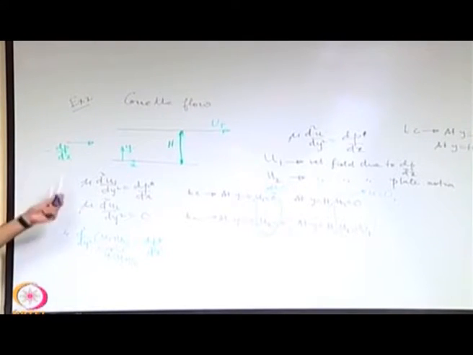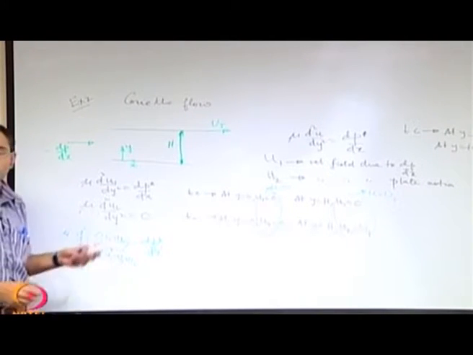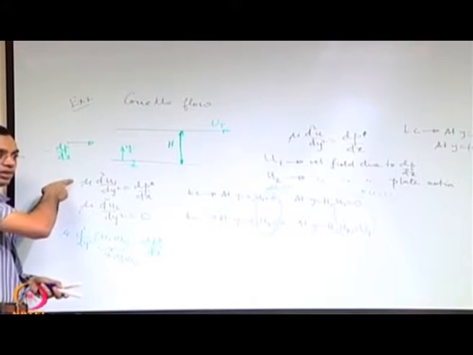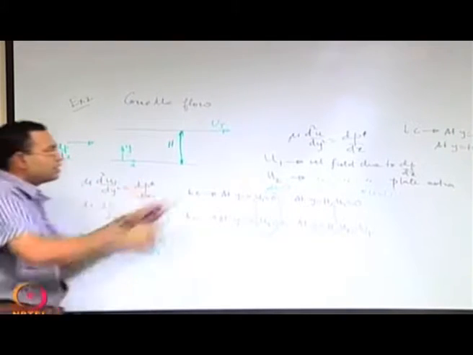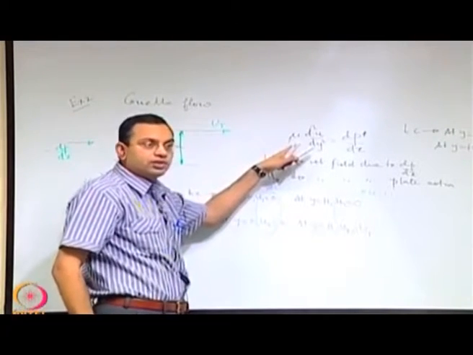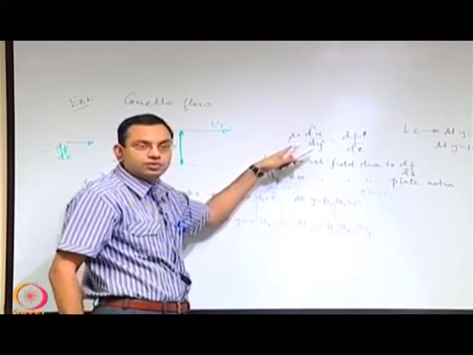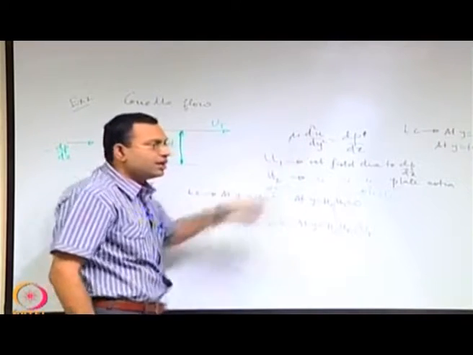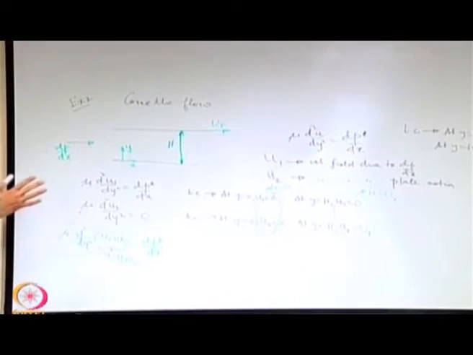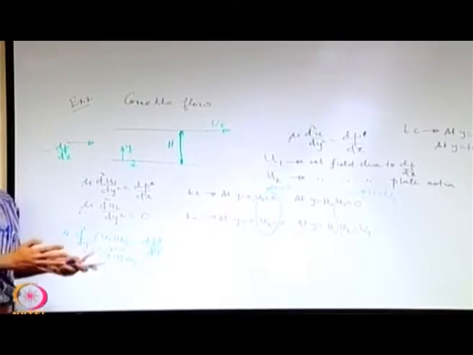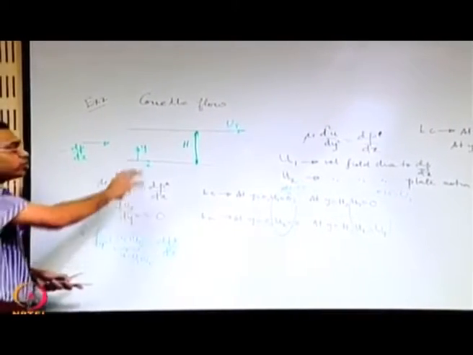Why are we able to do it so easily? Because of the linearity of the governing differential equation. Since this is a linear differential equation, if u equal to u1 is a solution and u equal to u2 is a solution, then u1 plus u2 is also a solution. So, that is why you may exploit this linearity to decouple it into two different problems.